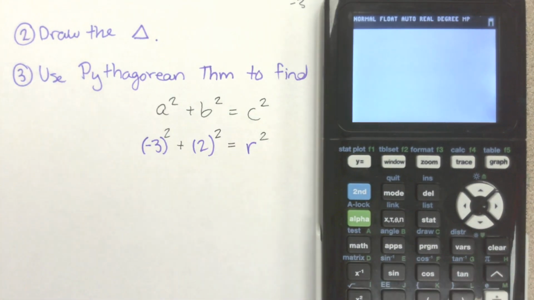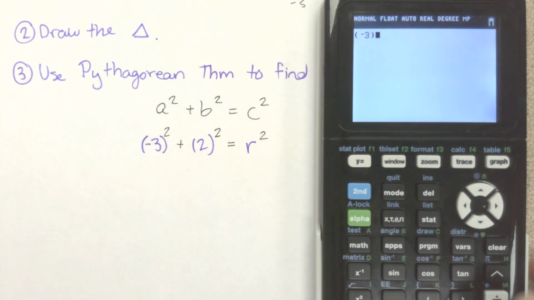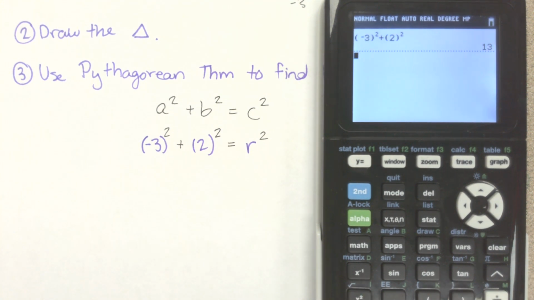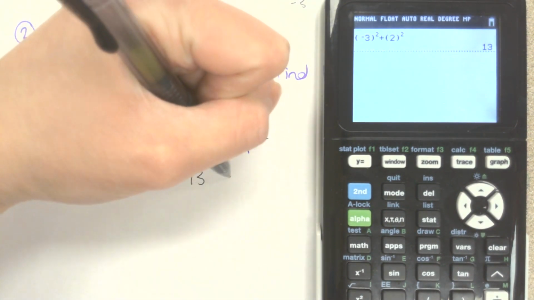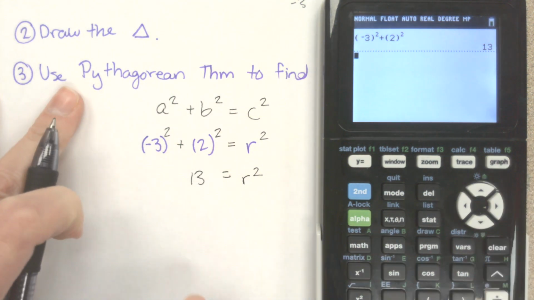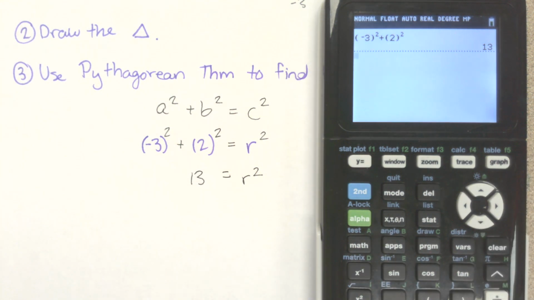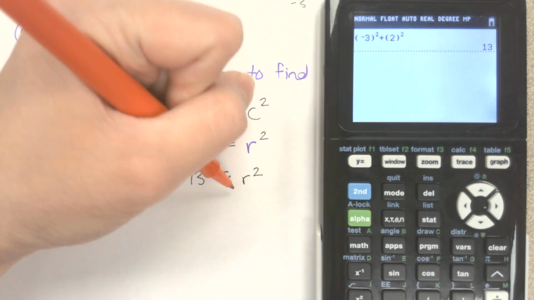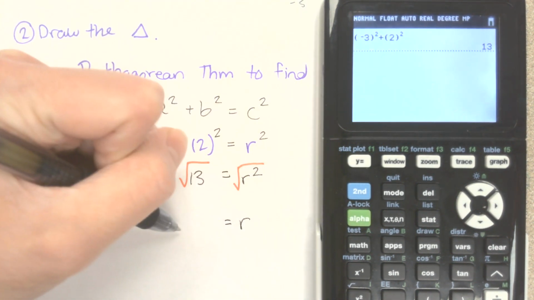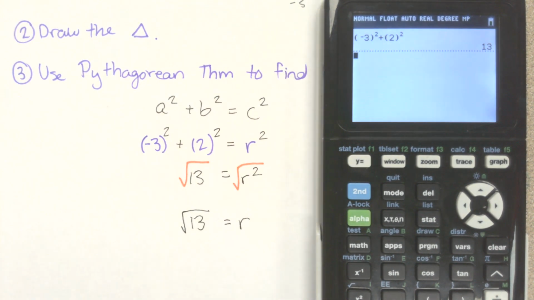And then from here, I assume we'll switch to the calculator. If you type a negative squared into your calculator, make sure you put parentheses around it. Dropping those parentheses would be a major mistake. 13. R squared equals 13. Last time we had a test or quiz that dealt with Pythagorean theorem, a lot of students forgot to square root. Don't forget to square root. So our r value is the square root of 13.